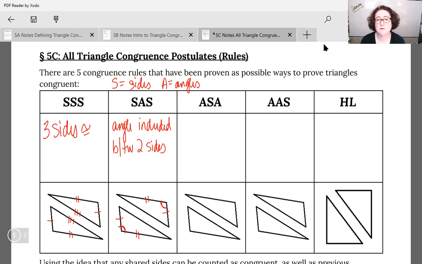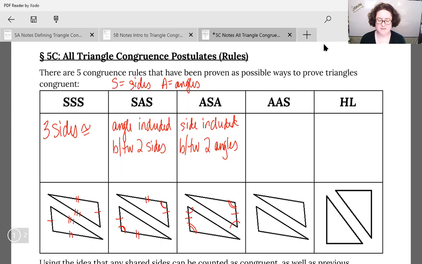ASA reverses the order. ASA has two angles and a side, but where's the side compared to the two angles? It's in the middle of the two angles. So we're going to say side included between two angles. Let's mark possible information with how you might see these triangles organized. We need two angles and a side that is in between, in other words, it touches both of those angles. Let's use our top small angle and our bottom obtuse angle, and then the side on the left, which is the shorter side. So shorter side, smaller angle, bigger angle. We have to have that side touching both of those angles.